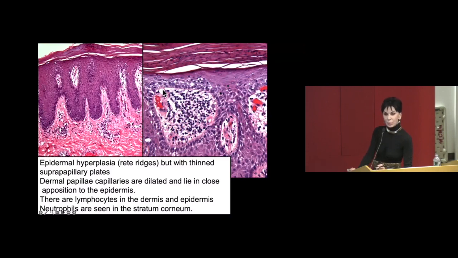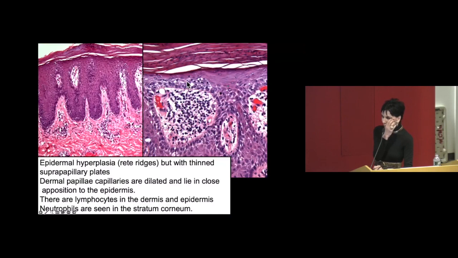Thirdly, it is an autoimmune Th1-mediated process. So very intrinsic to the histology of psoriasis are those Th1 T cells. So we do see a lot of lymphocytes that are accumulating in the dermal papillae and show this directed pattern of migration to the suprapapillary plates.